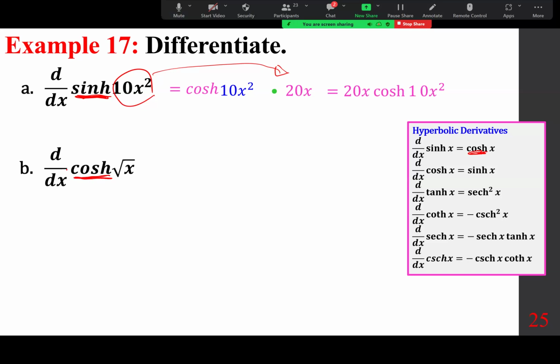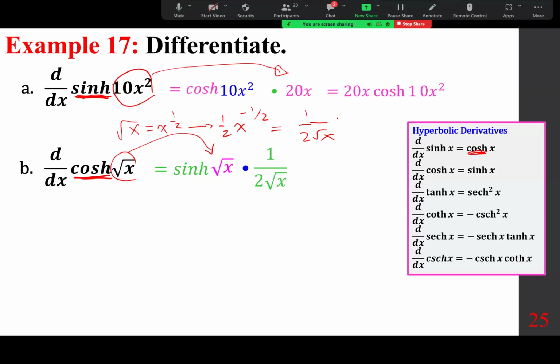Cosh. The answer is sinh. We need the same argument. And now the derivative of that. Remember, square root of x is x to the power of 1/2. And its derivative is 1/2 x to the power of negative 1/2, or 1 over 2 square root of x. So it's pretty straightforward, everybody.